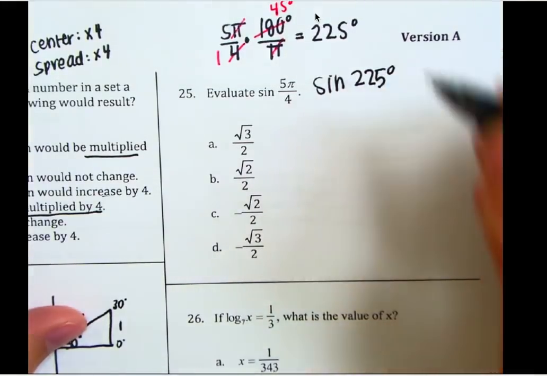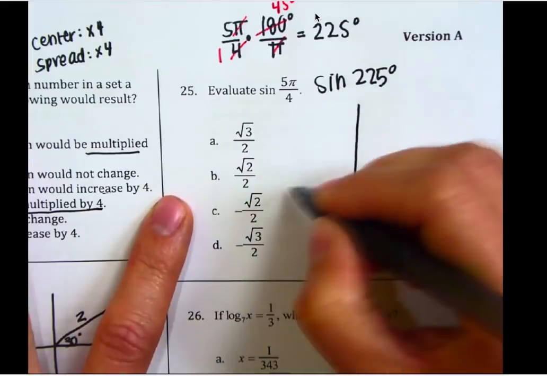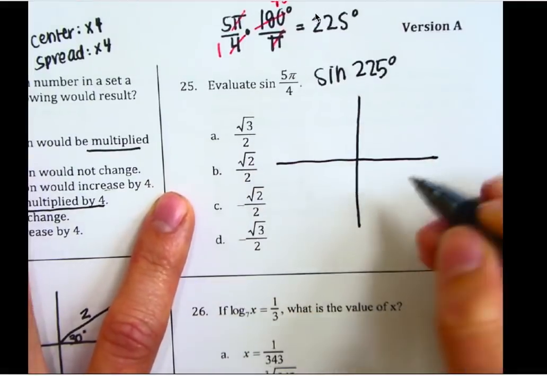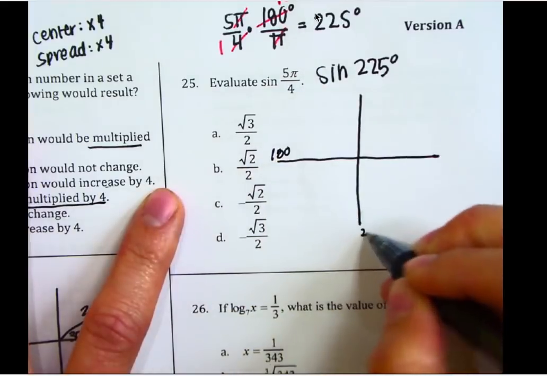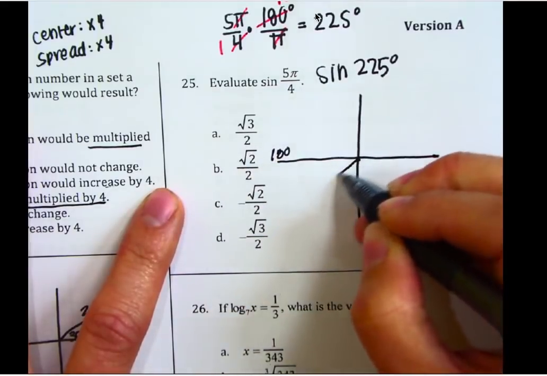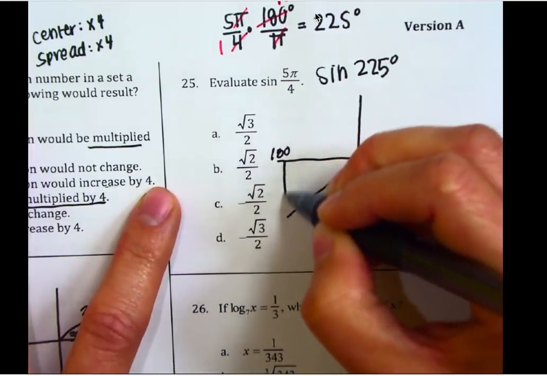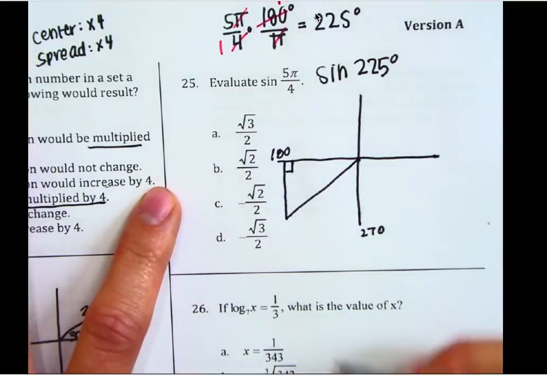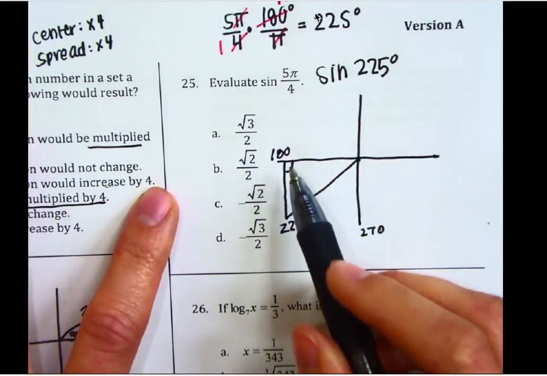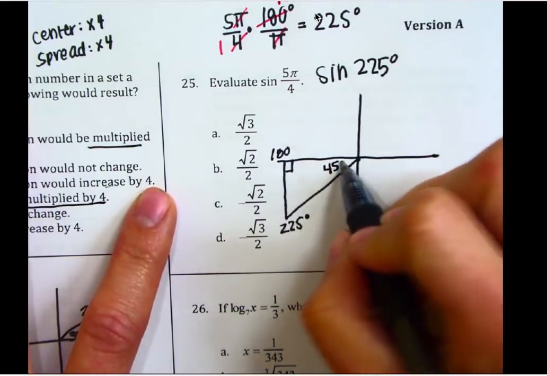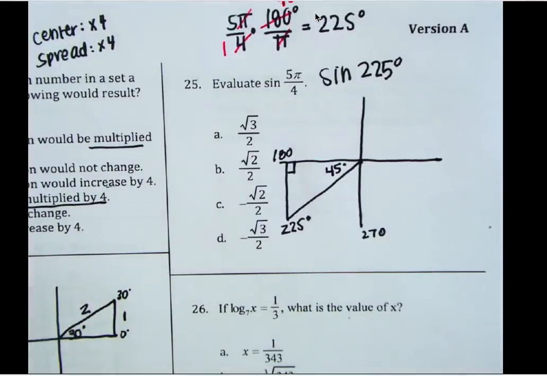225 degrees. So again, I'll try to draw this a little bit better. I'm going to plot 225 degrees. This is 180, this is 270, so it's falling right here in the middle. Draw my right triangle, and my reference angle then is 225 minus 180. It gives us a 45 degree reference angle.